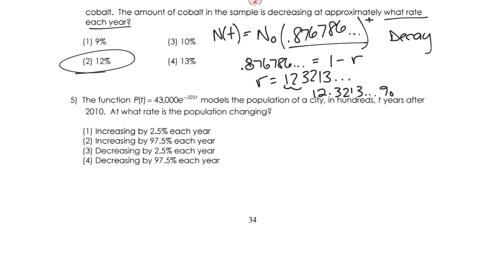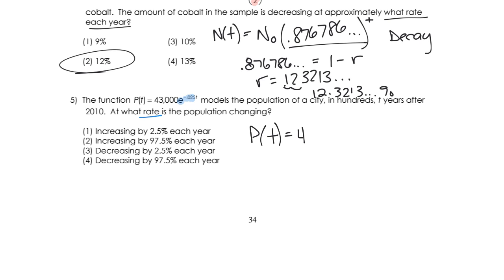All right, guys, last question, number 5. It says that the function P of T equals 43,000 e to the negative 0.025 t models the population of a city in hundreds T years after 2010. At what rate is the population changing? So they want to know the rate. And we can tell them, as long as we know that we have to take our base, which is e, and raise it to the negative 0.025. And again, we're essentially just rewriting this equation so that the exponent is just the variable.